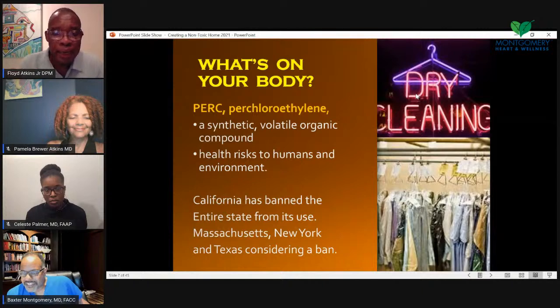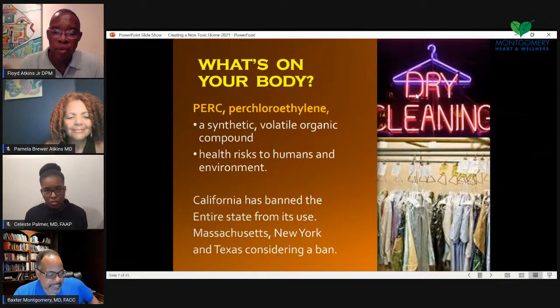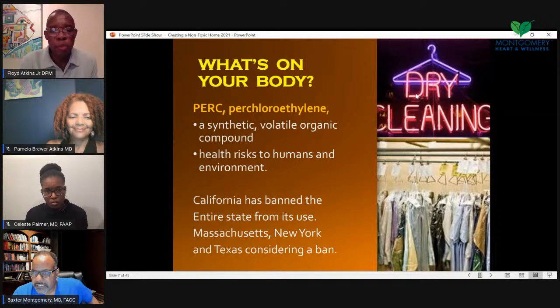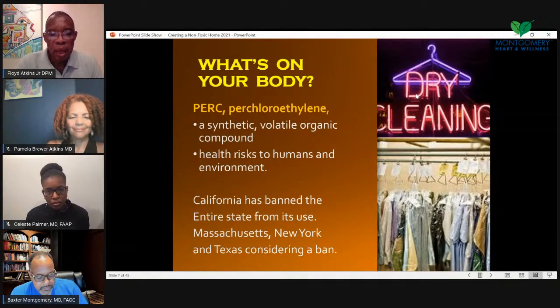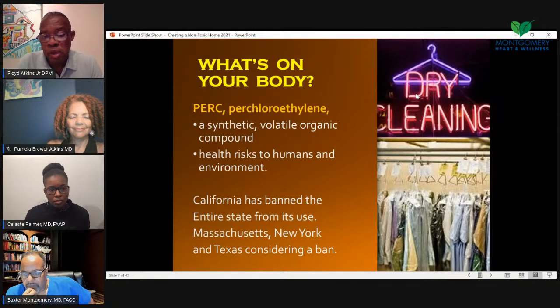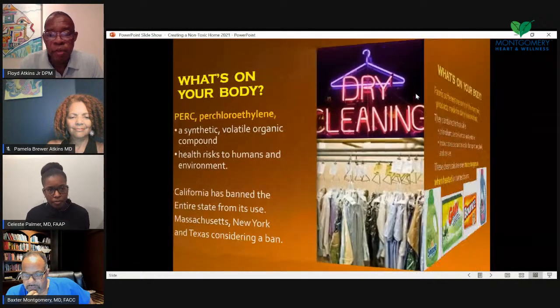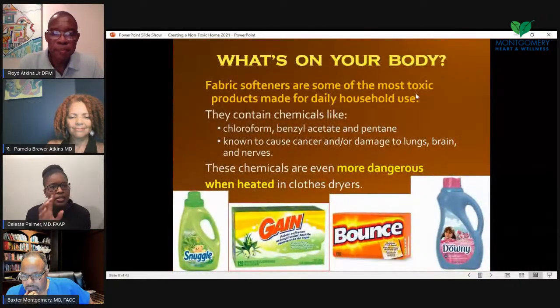What's in your body? And we want to consider dry cleaning. Something, again, we don't consider. We don't consider the fluid in dry cleaning. It's a volatile organic compound, a VOC. These are things we breathe. They absorb right through our skin. And they are a cause of a number of health problems. But it's called perchloroethylene. And that particular compound in most dry cleaning fluids is banned in California, Massachusetts, and they're trying to get rid of it in Texas, but who knows?